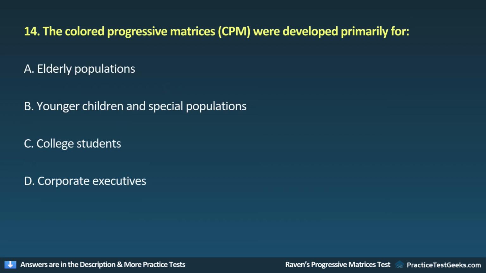14. The Colored Progressive Matrices, CPM, were developed primarily for A. Elderly populations. B. Younger children and special populations. C. College students. D. Corporate executives.